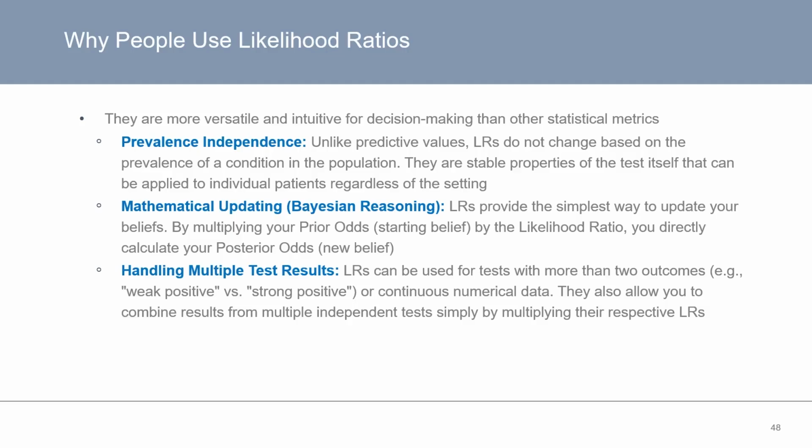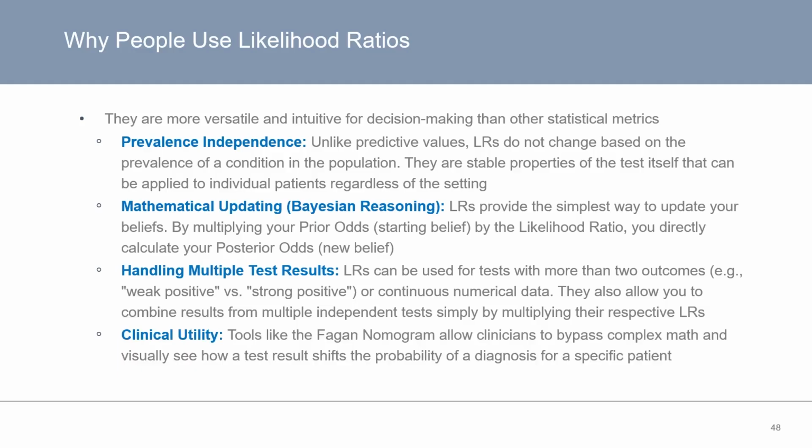Third, they can be used to handle multiple test results. Likelihood ratios can be used for tests with more than 2 outcomes, or continuous numerical data. They also allow you to combine results from multiple independent tests simply by multiplying their respective likelihood ratios. And last, they offer clinical utility. Tools like the Fagan nomogram allow clinicians to bypass complex math and visually see how a test result shifts the probability of a diagnosis for a specific patient.